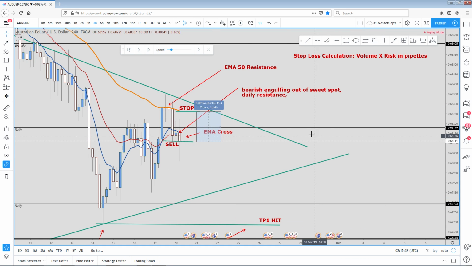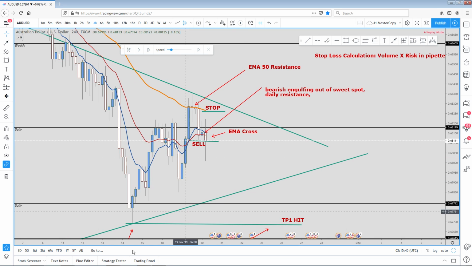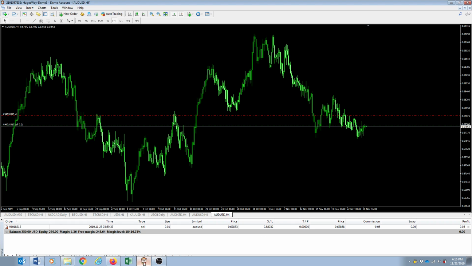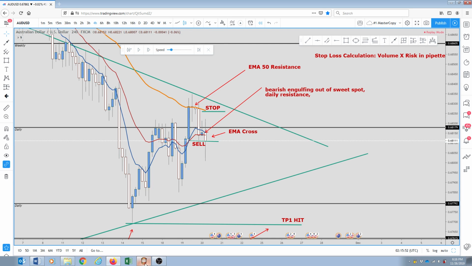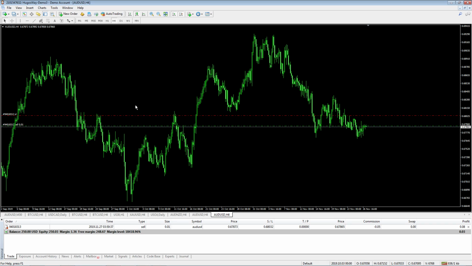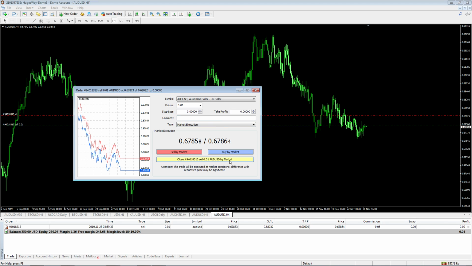Let me just delete that. And so those are two ways to measure your stop loss in pips and pipettes. And then again, I'm just going to jump back to MetaTrader 4. So when you've calculated, say your stop loss is going to be 150 pipettes, then you can go ahead and place your trade. Let me just delete this trade really quick. This is the trade I showed you last time. Let me just close this.